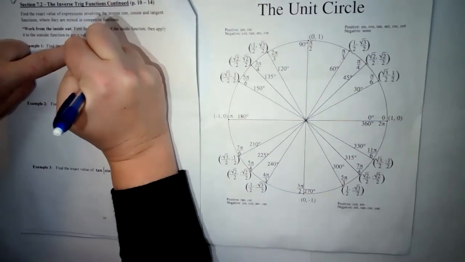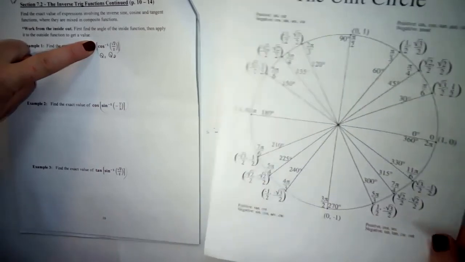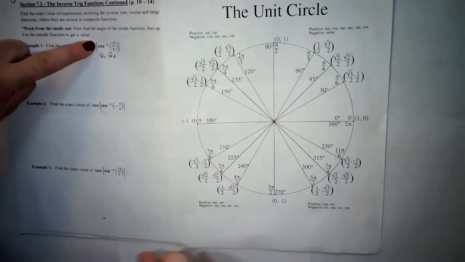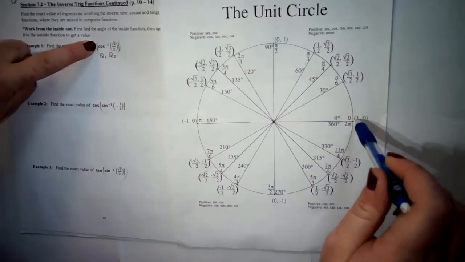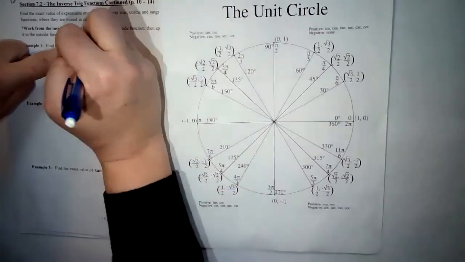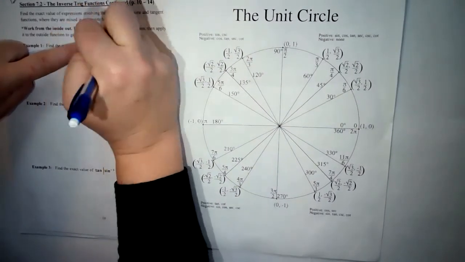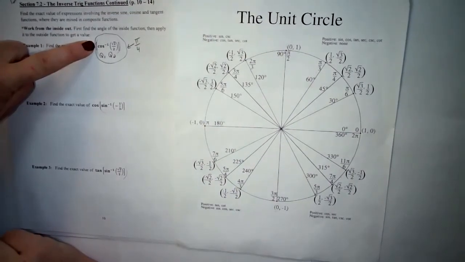Cosine's the crown, so I have to be in quadrant 1 or 2. So remember, you only have 9 choices with these single inverse functions. So for quadrant 1 and 2, where is cosine equal to root 2 over 2? Right here, pi over 4, which means this whole big thing is equal to pi over 4.